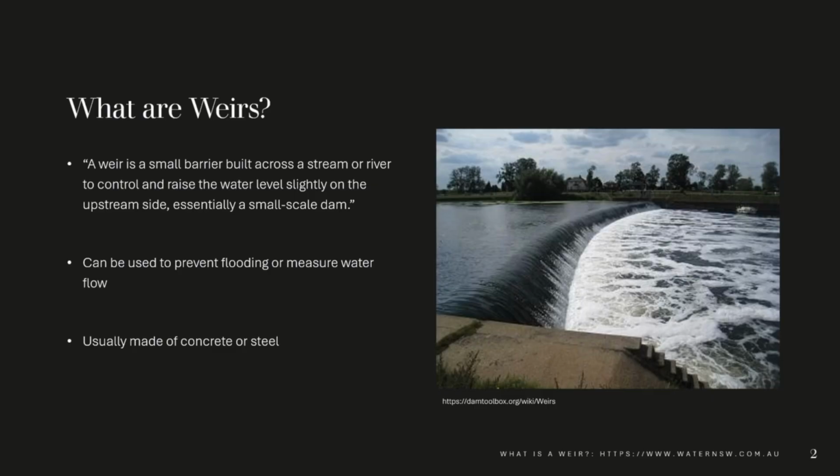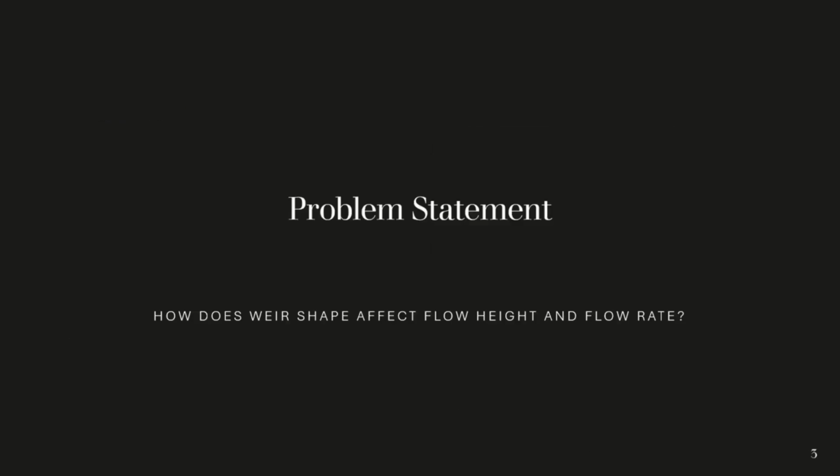First, what are weirs? Weirs are essentially a small-scale dam built across a stream or river to control the height and flow rate of water. This can be used to prevent flooding or measure water flow on a smaller scale. Weirs are usually made of concrete or steel. This led to our problem statement: how does weir shape affect flow height and flow rate?